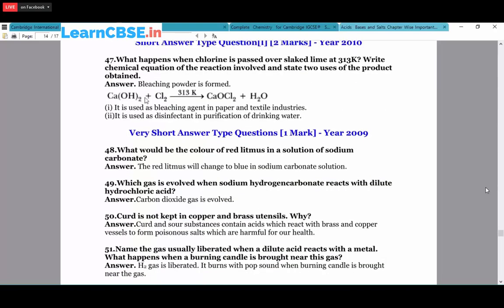So what happens when chlorine is passed over the slaked lime at 313 Kelvin? Write the chemical equation of the reaction involved and state two uses of the product obtained. So the bleaching powder is formed: Ca(OH)2 plus Cl2, at 313 Kelvin, forms CaOCl2 plus H2O. It is used as a bleaching agent in the paper and textile industries. It is used as a disinfectant in the purification of drinking water.